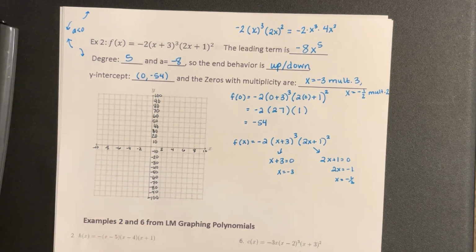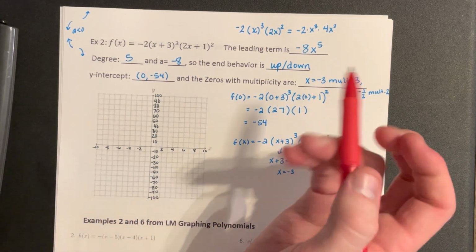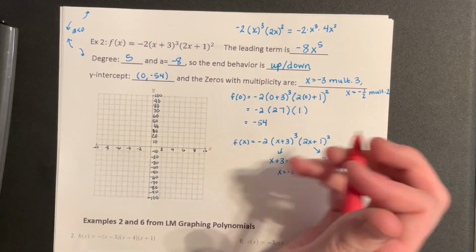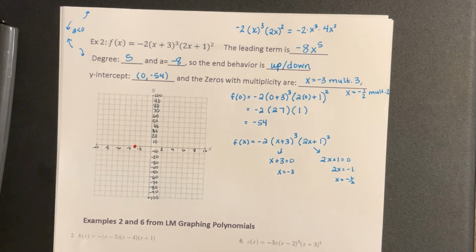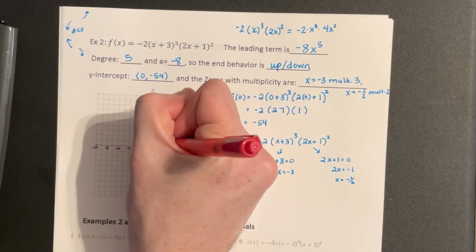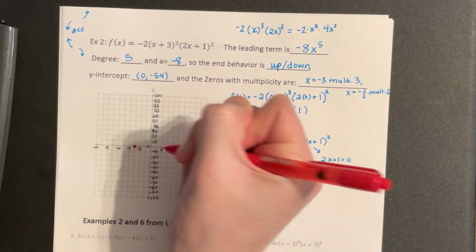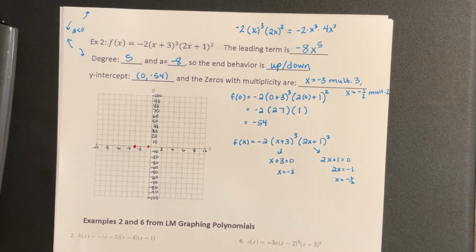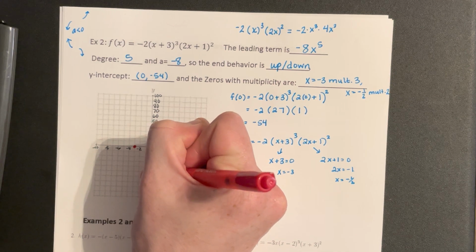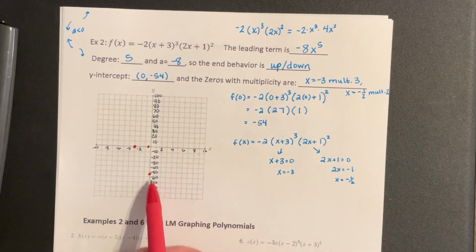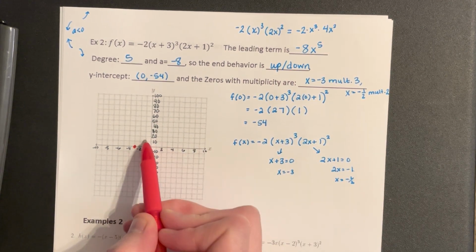All right, let's put some of these points in there. So I got -3 and -1/2. We also have to go all the way to 0, -54. So that's somewhere about there. So you can imagine that's going to be pretty steep going on in between these two things right here.